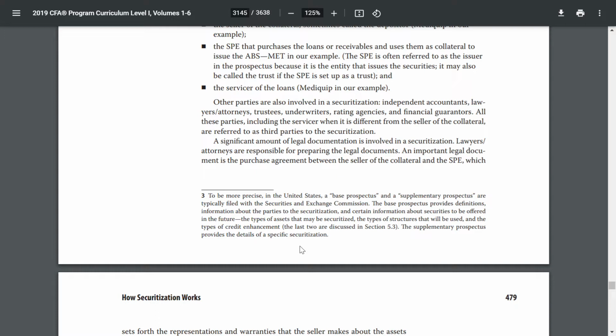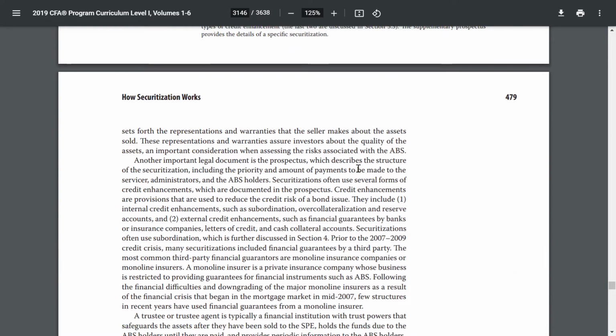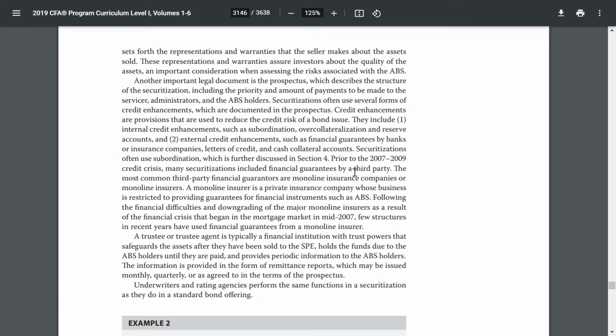A significant amount of legal documentation is involved in the securitization. Lawyers and attorneys are responsible for preparing the legal documents. An important legal document is the purchase agreement between the seller of the collateral and the SPE, which sets forth the representations and warranties that the seller makes about the assets. These representations and warranties assure investors about the quality of the assets, an important consideration when assessing the risk associated with ABS, asset-backed securities.